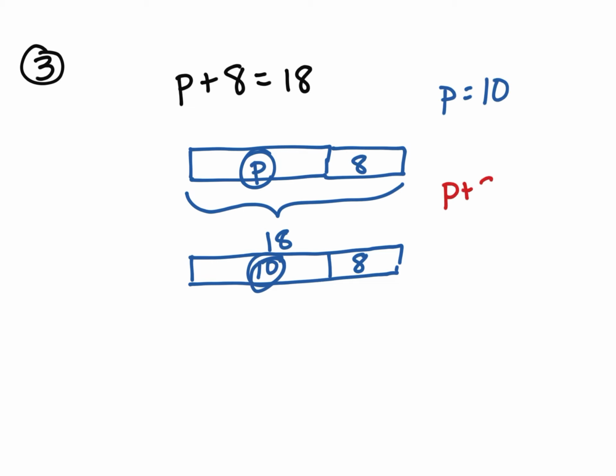To solve this algebraically, we could think of flipping these tiles over and moving them to the other side. So P, oh, I wrote that wrong. There should be an 8 here. P equals 10.